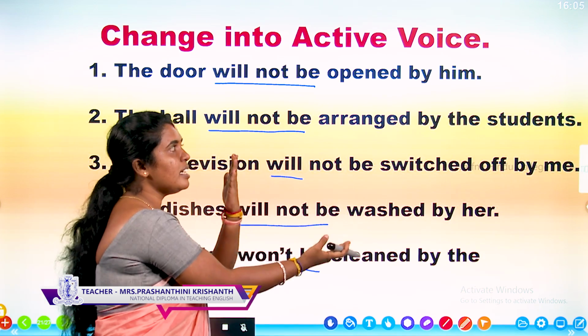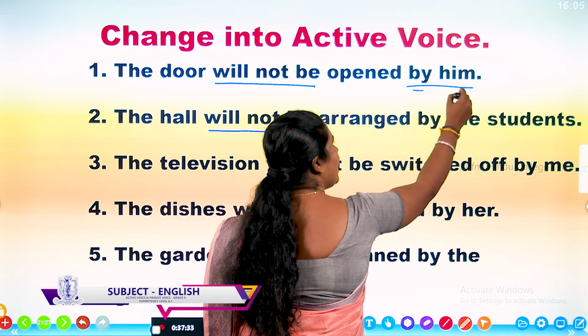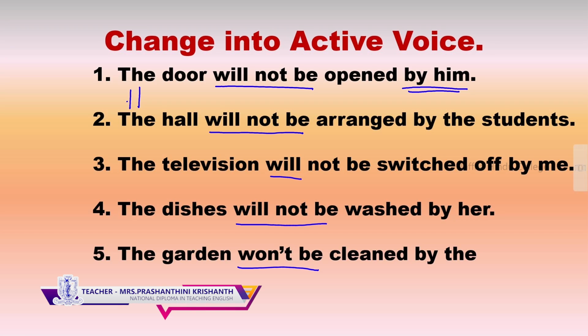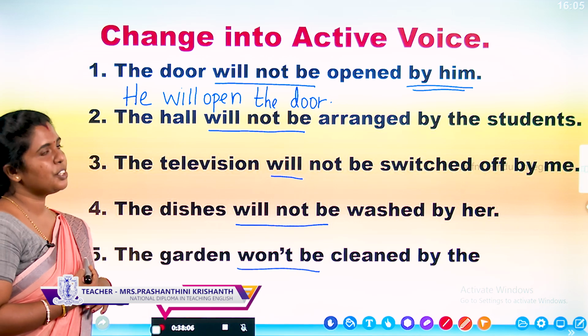Now we have to take the subject first, right? So see here, doer, by him. Him means we have to take he, right? He is the subject. You know this is future tense. So what is the helping verb? He will. The verb, open. The main verb is open. What is the object of the sentence? Open the door.